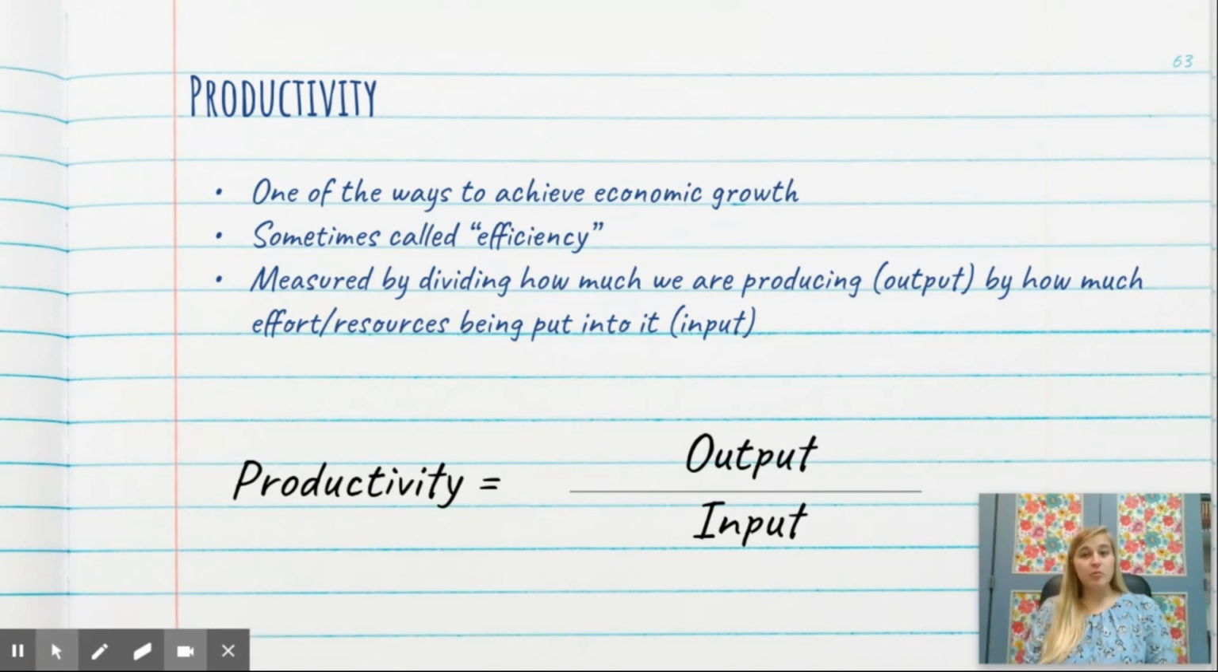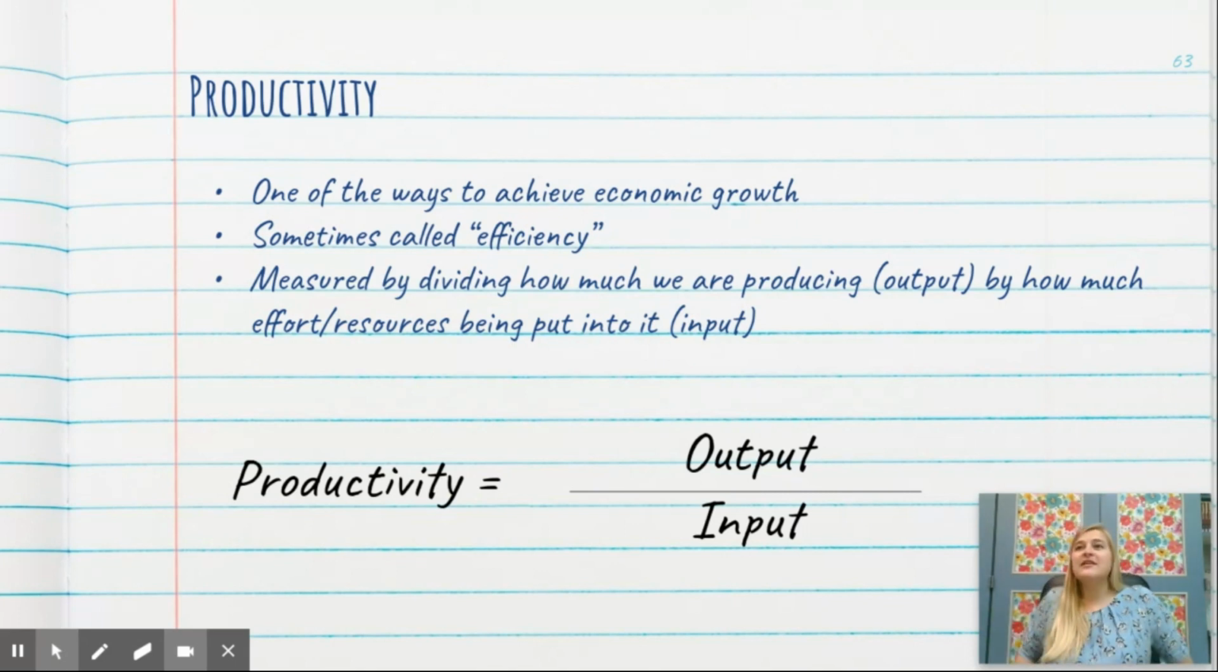Remember when we looked at our points on the PPC, our production possibilities curve, and we saw that if a point was outside of the curve, we can't get there unless our economy grows, and growing our productivity is the way to shift that curve out, okay? Sometimes productivity is called efficiency. How efficient are we being with resources? How efficient are we being with time, which is also a resource, okay?